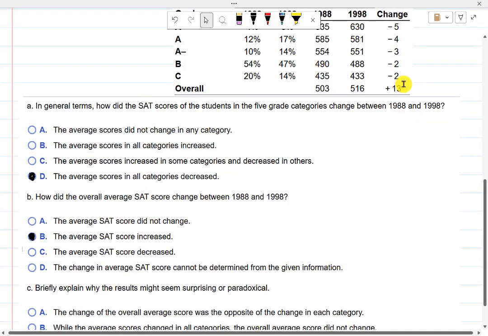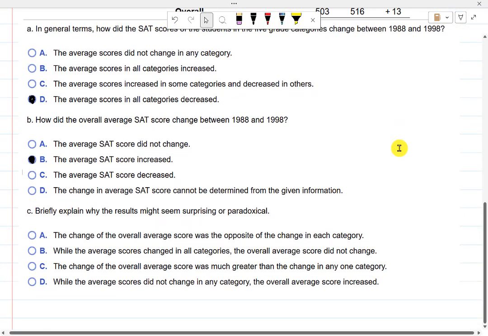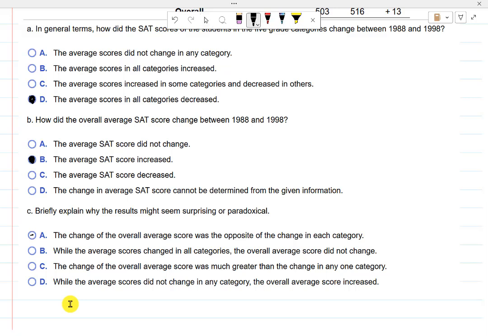I don't know, 13 versus these. It is more. Is it a lot more? I don't know. I kind of like that answer there. I might answer C as well as A, since the change in the overall average score was the opposite of the change in each category. Now let's do this D. While the average scores did not change in any category, so we can stop right there. So our only possible answers are A and C. And it took off my A choice.